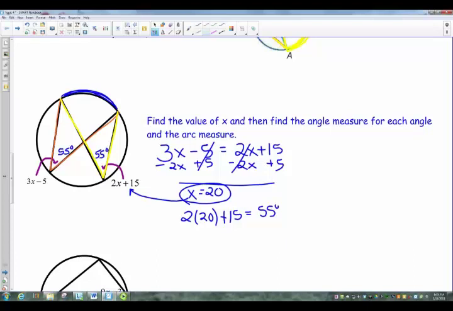Okay, then we can expand that even further because it asked you for the arc measure. Well, like we've said, the angle here is half of that arc. So if I take my angle and multiply it by 2, that's 55 times 2, I get 110 degrees, and there's that. So we know what x is. This is our angle. This is our arc. And we have now answered everything that this question asks us.